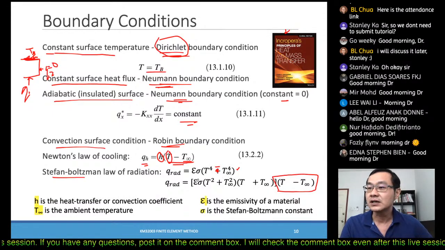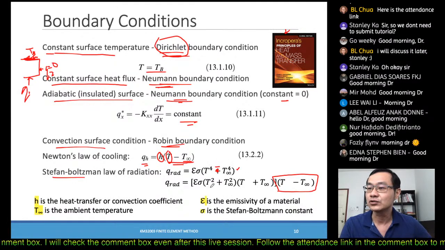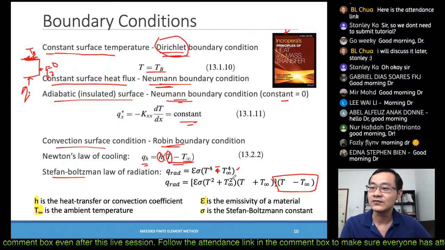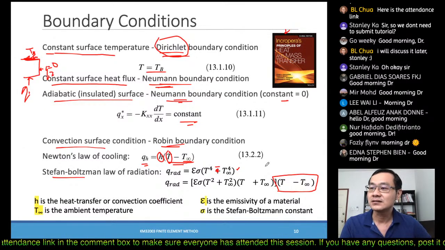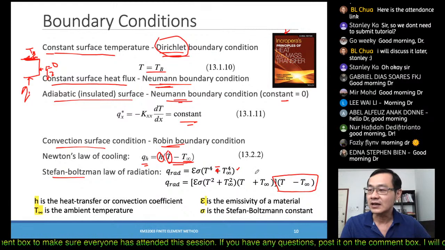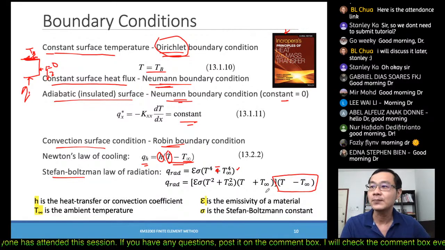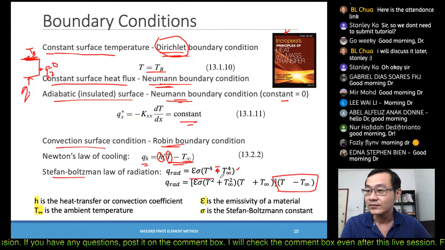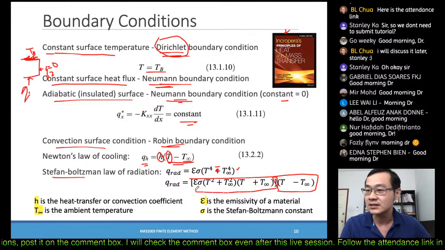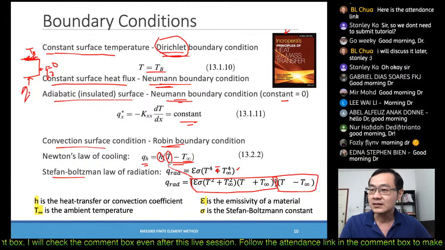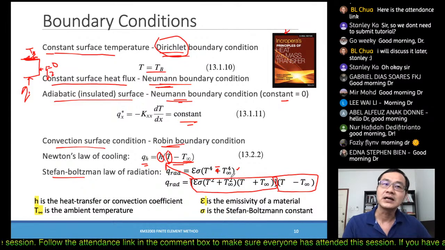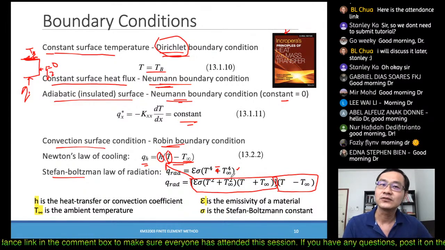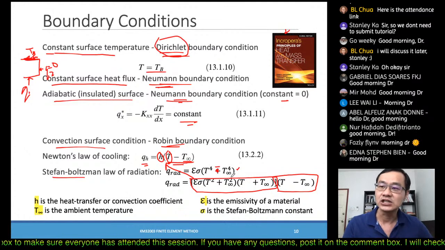Therefore from this we can always break it into two parts. This can be broken into T squared plus T infinity squared, times T squared minus T infinity squared. Then again, the second order part we can break into two. So you can see that this constant will be the h value. So we can apply this technique in our finite element software to treat radiation.